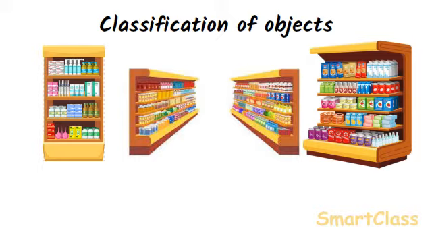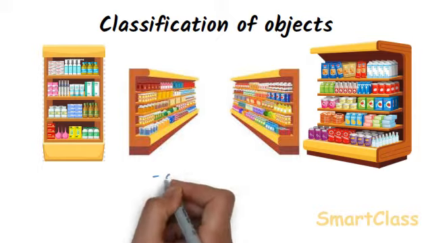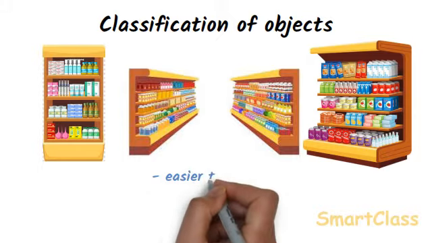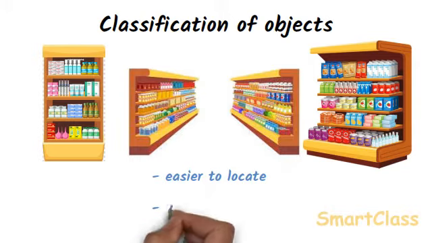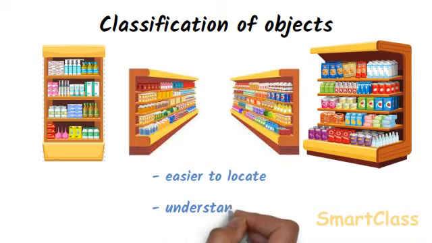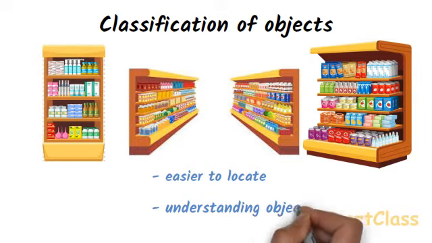Classification of objects gives us the following advantages. The classification of objects into groups makes it easier to locate them and work with them. Secondly, the classification of objects into groups helps in understanding them. This is because if we know the properties of any one member of the group, we can get an idea of the properties of the other members of that same group.